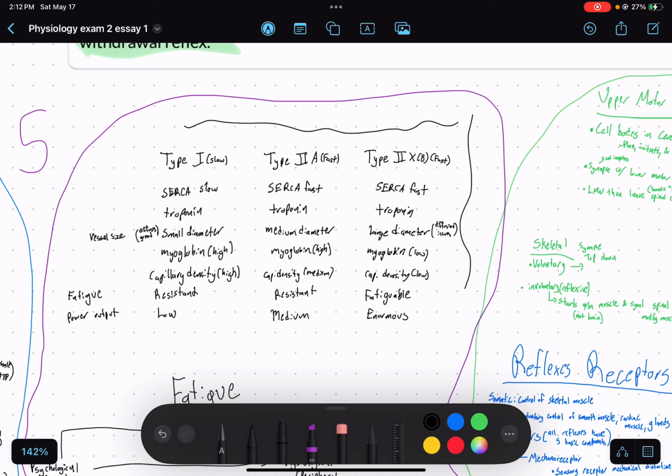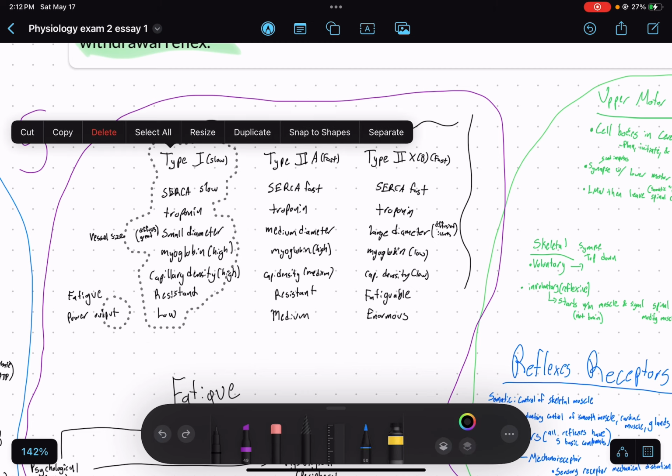So these are generally found in skeletal muscle. Your type 1 muscle fibers are going to be slow. The cross-bridge cycling is going to be slow. You're going to have troponin. The vessel sizes are going to be small in diameter, which means that small, non-polar molecules can move across. Your myoglobin is going to be high, capillary density high. It's going to be resistant to fatigue, but it's going to have a low power output.